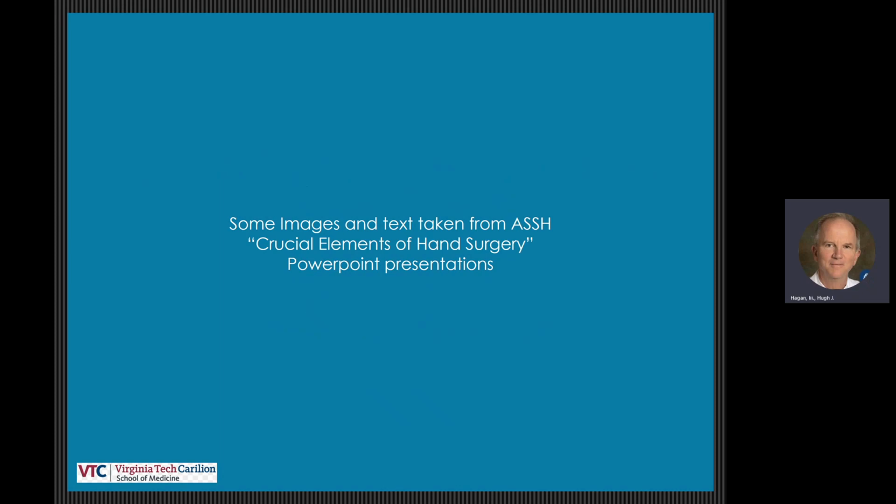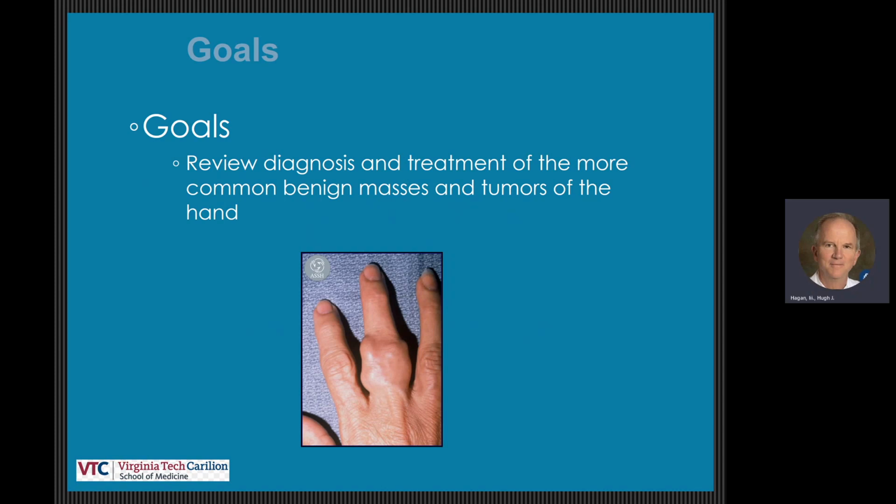Some of the images and text are taken from ASSH Crucial Elements of Hand Surgery PowerPoint presentations. I have no disclosures. The goals of this talk are to review the diagnosis and treatment of the more common benign masses and tumors of the hand.